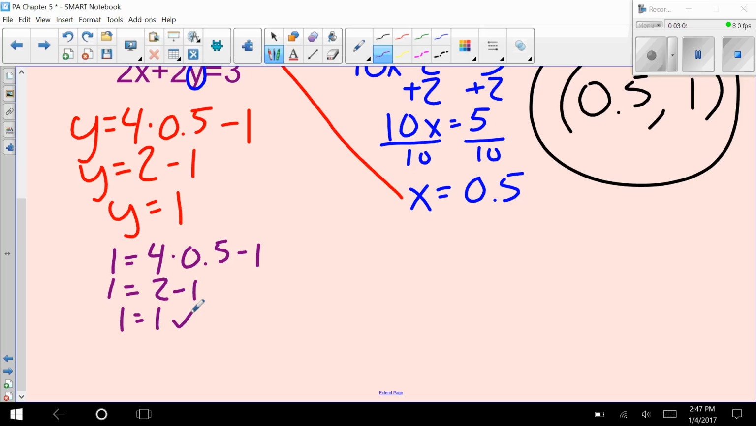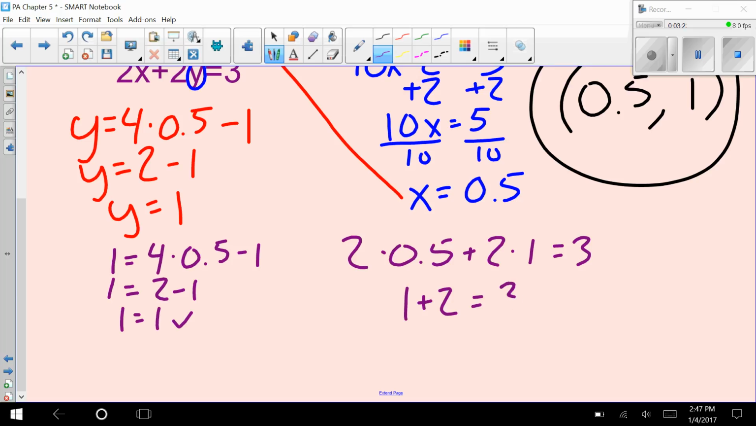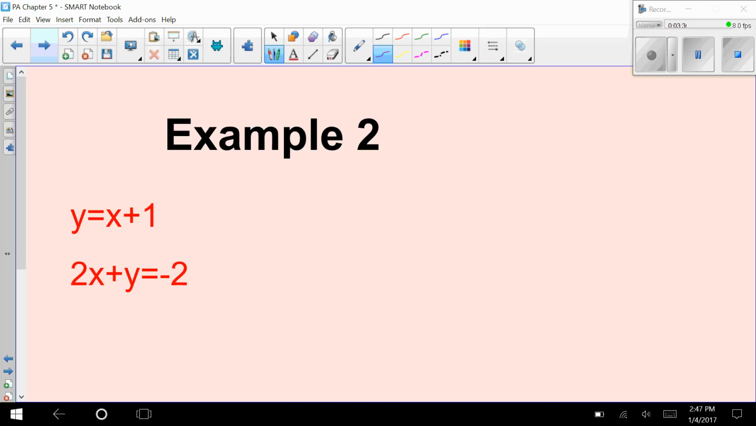Now let's check the other equation. 2 times x, which is 0.5, plus 2 times y, which is 1, equals 3. 2 times 0.5 is 1, 2 times 1 is 2, 1 plus 2 equals 3, 3 equals 3, it works. My solution is 0.5, 1.